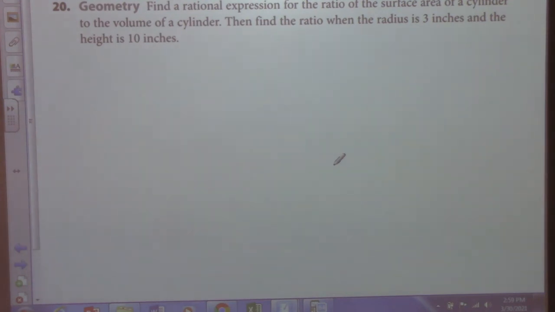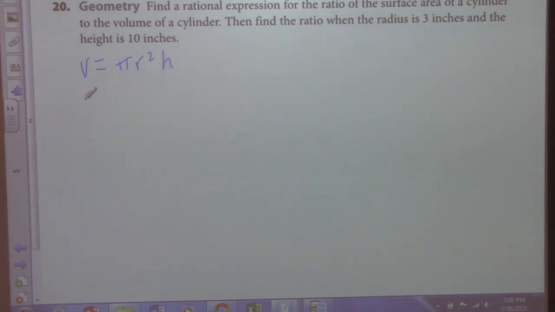Then how do you find the volume of a cylinder? First we find the area of a circle. What is the area of a circle here? Is it 2 pi? Well, something squared. Pi r squared, right? And then you multiply that by the height. So volume is equal to pi r squared h.